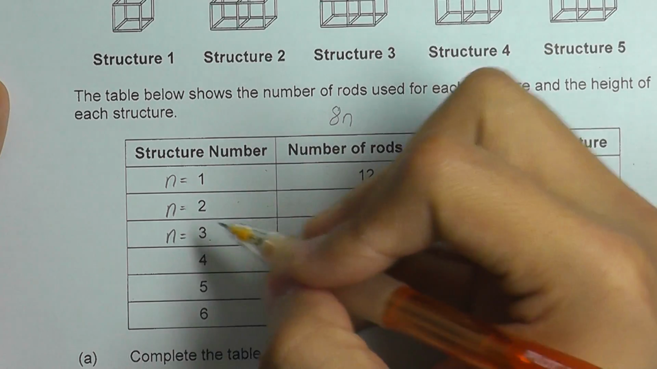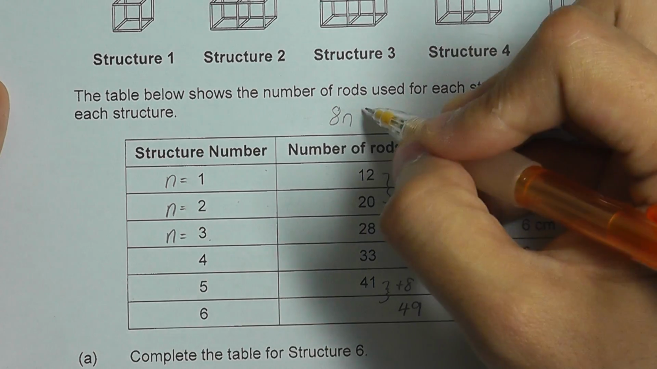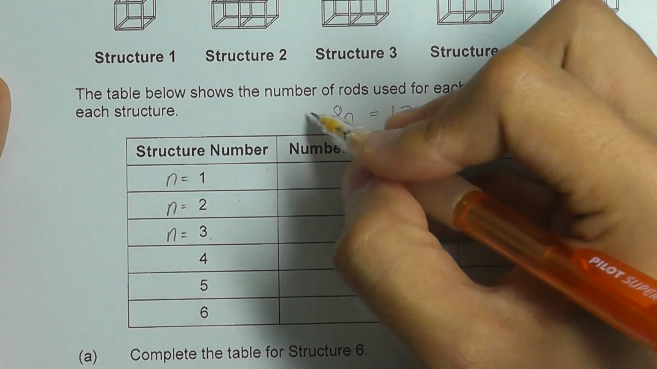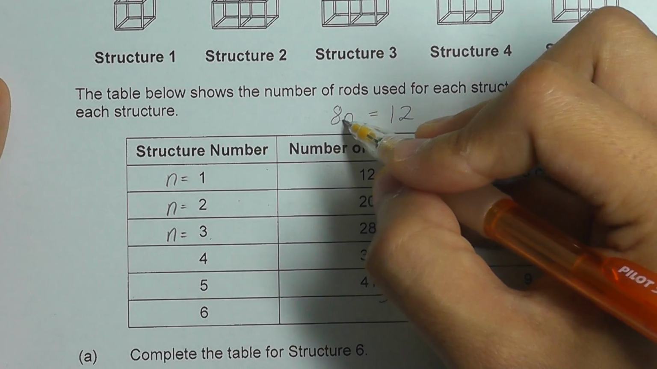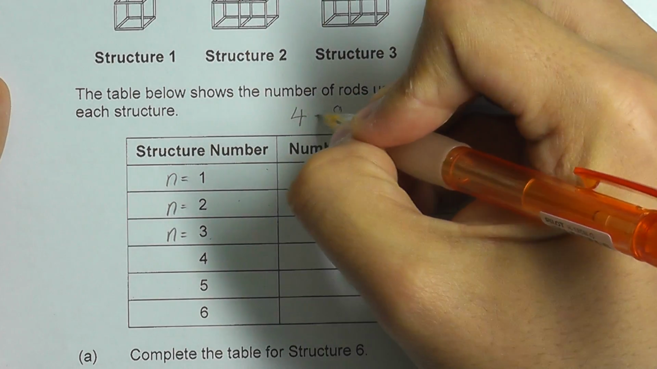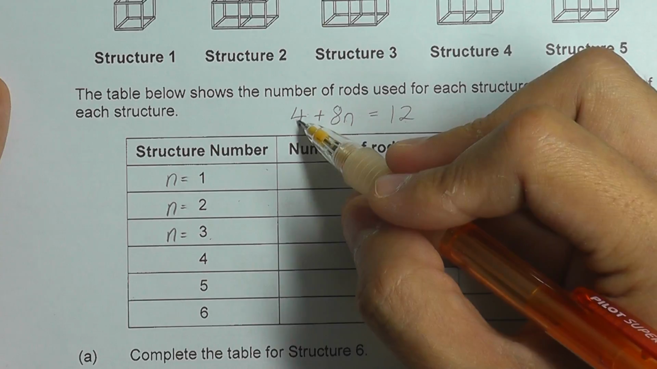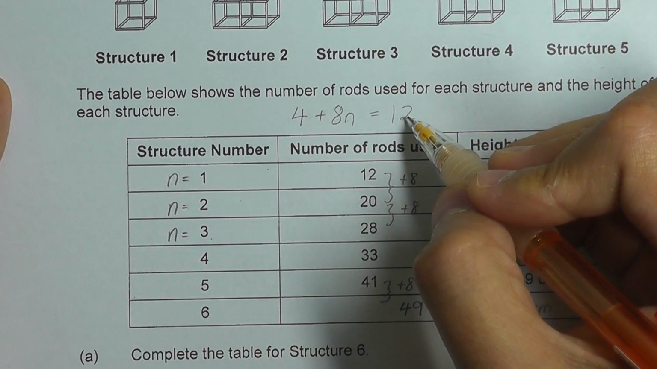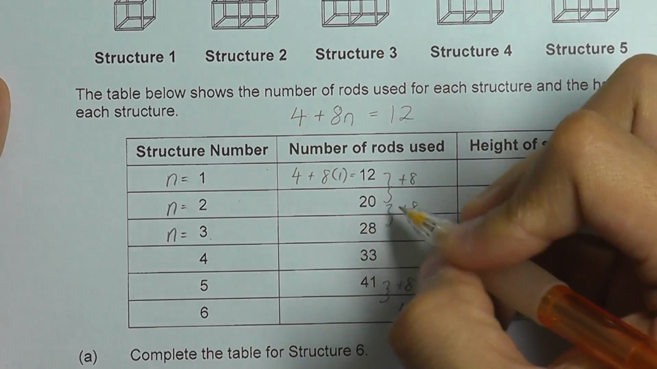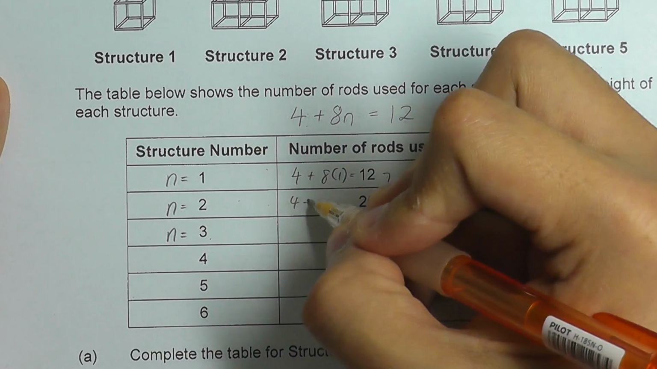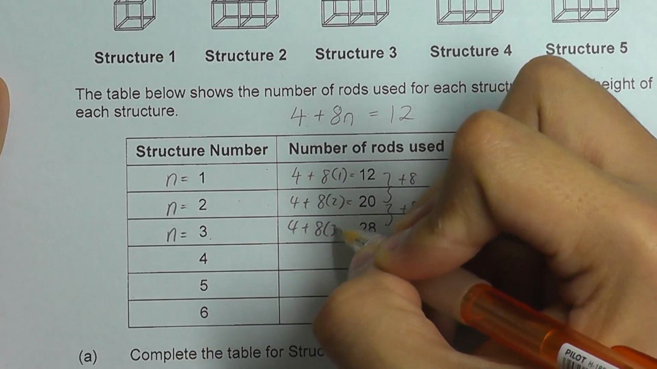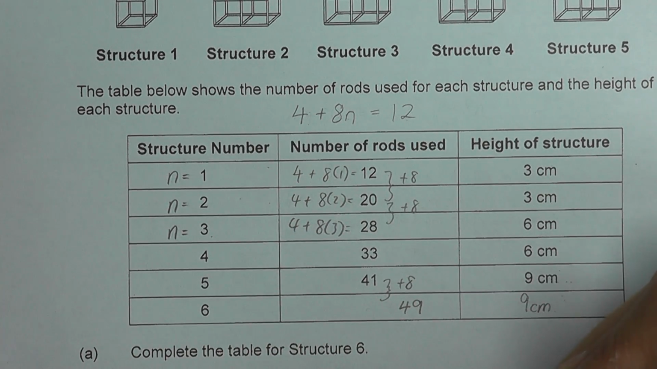Okay, so let's look at n is equal to 1. If n is equal to 1, what must we plus in order for 8n plus something to give you 12? It's very simple, we have to plus 4. So 4 plus 8 times 1 will give you 12. Just verify: 4 plus 8 times 1 gives you 12. Move on to n is equal to 2. 4 plus 8 times 2 gives you 20. 4 plus 8 times 3 gives you 28. So this formula is correct.